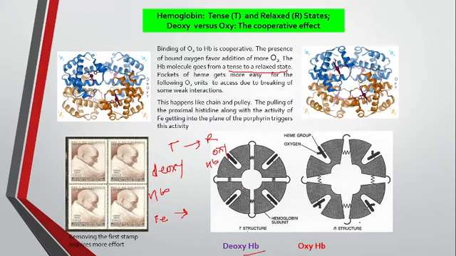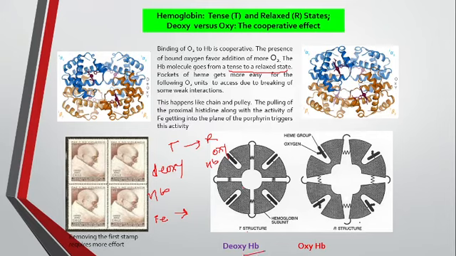Okay, then next, this sigmoidal curve changes with the pH level. First, this curve changes by changing the partial pressure. As the partial pressure increases, the affinity to bind oxygen to the hemoglobin increases. As the partial pressure decreases, the affinity to bind oxygen to the hemoglobin decreases.